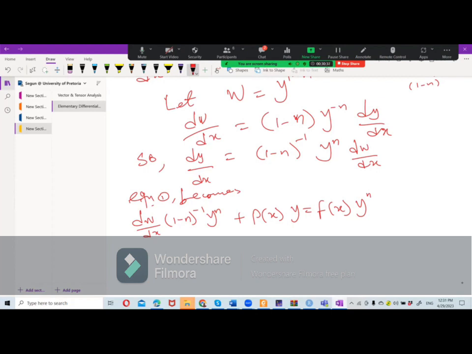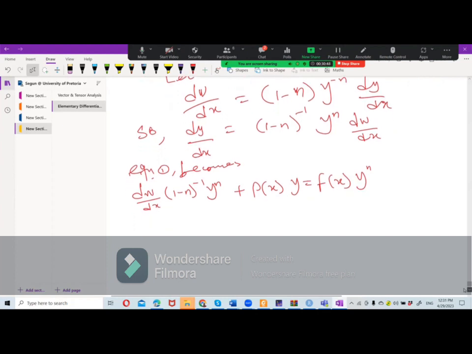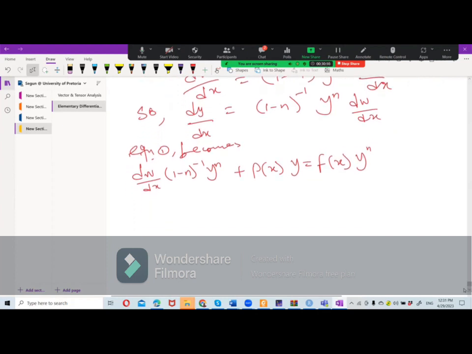The only difference is we just substitute the y dx. So we proceed from there by saying that after we've done this, we divide through. Let's divide through because we have y to the power n in both sides. Divide through by y raised to power n.